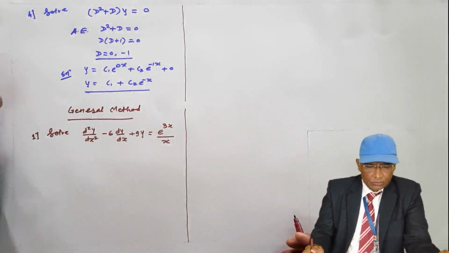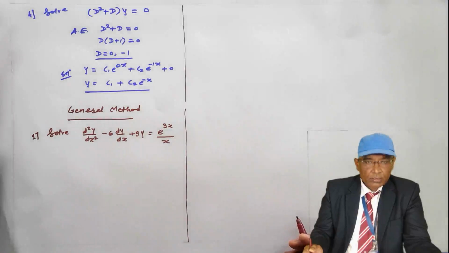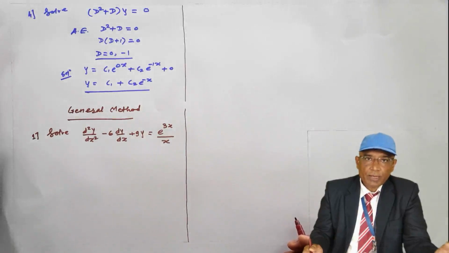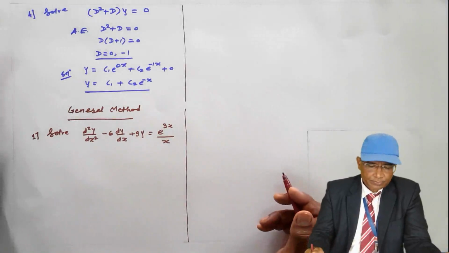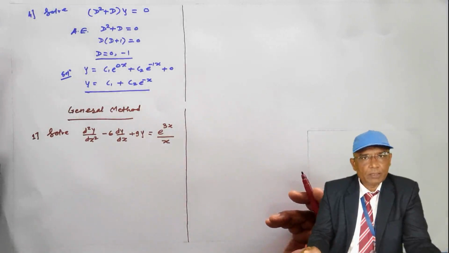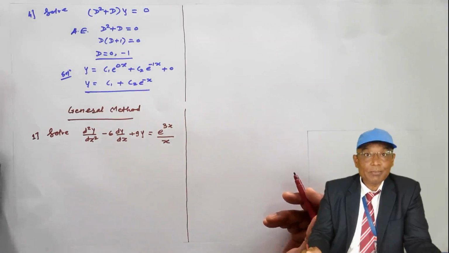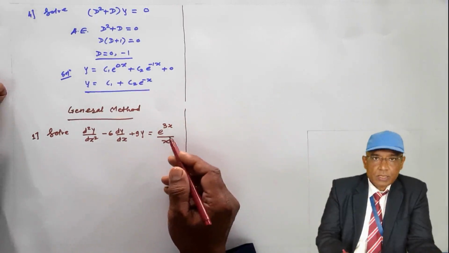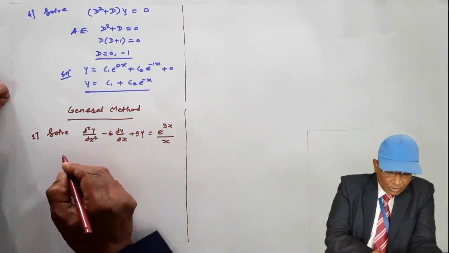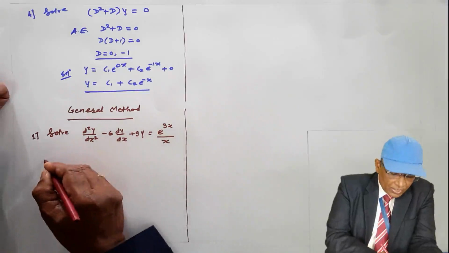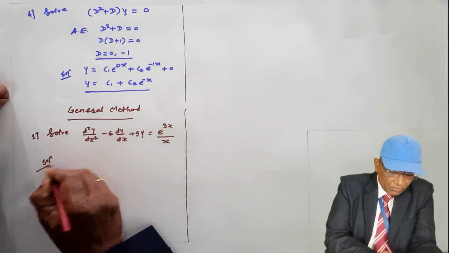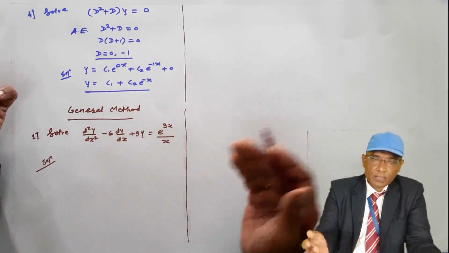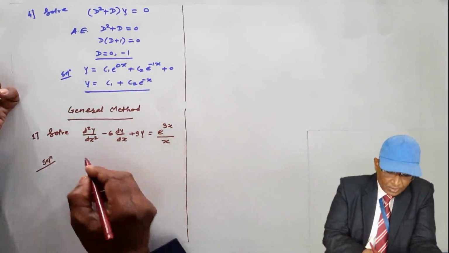So far we discussed the solution of the differential equation where the right hand side was 0. If the right hand side is 0, the particular integral is going to become 0. Here the right hand side is not 0. The solution of the differential equation has two parts. The first part is the complementary function and the other one is the particular integral.